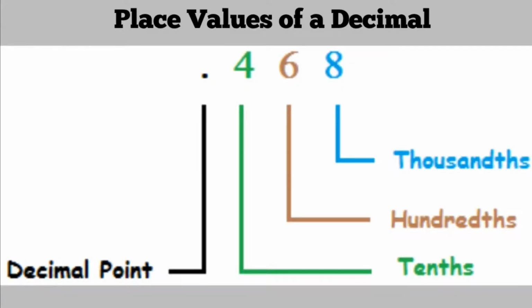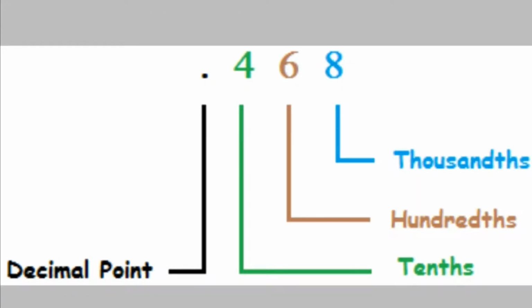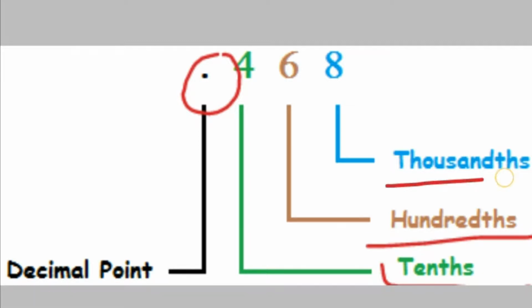Of course I can. The basic place values of a decimal. This is called the decimal point. The place after it is called the tenths, the second is called hundredths, and the third is called the thousandths. So now let's proceed to the basic operations on decimals.